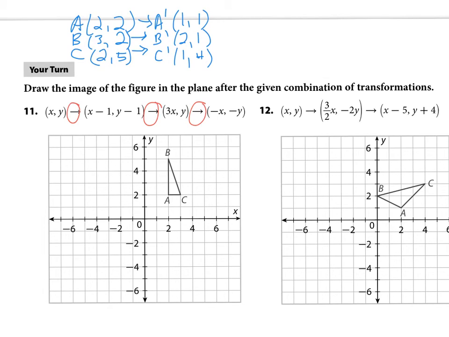Then the next transformation is going to take and multiply the x coordinate by 3. Oops, there's A double prime, B double prime, and C double prime. So multiply the x coordinate by 3, so we've got 3, 6, and 3, and it'll be leaving the y alone, 3, 1, 6, 1, and 3, 4.